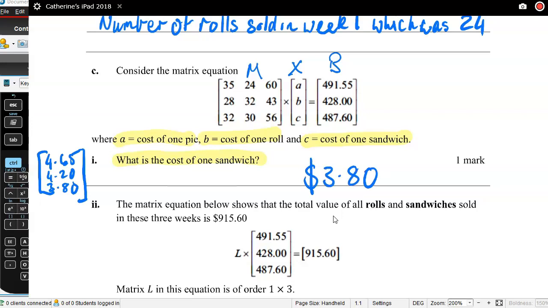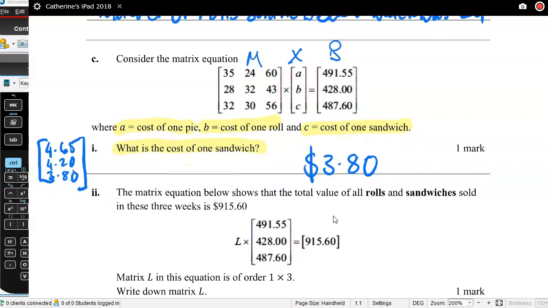So 56% of the state got 1 mark there. So yes, you can see that I extracted the information from that matrix. I didn't give the whole matrix as the answer because that's not what the question is asking. It's only asking for the cost of one sandwich.